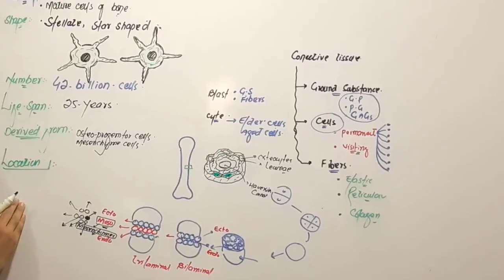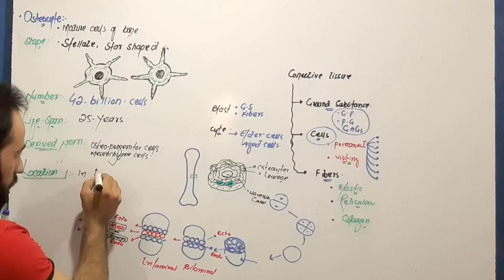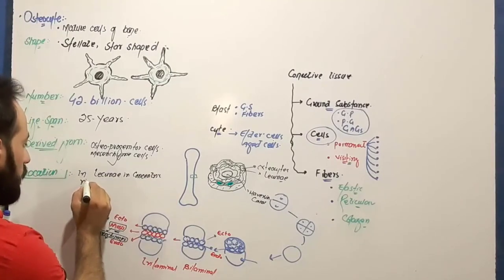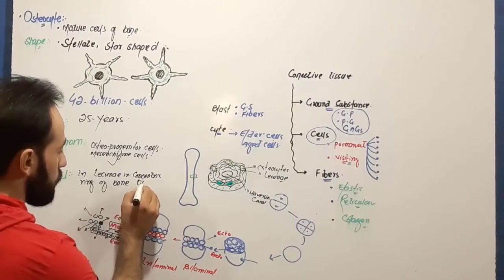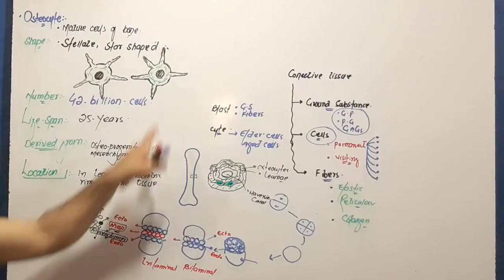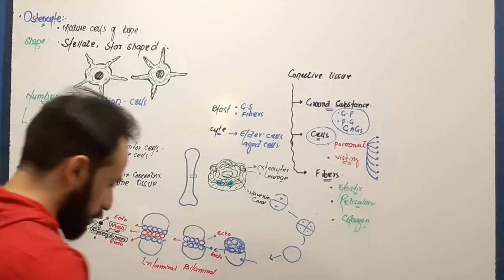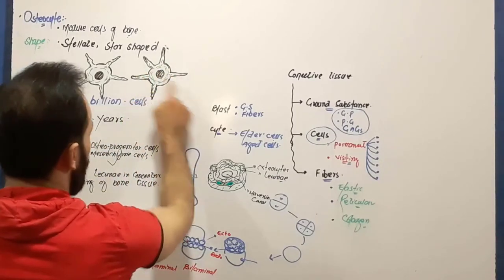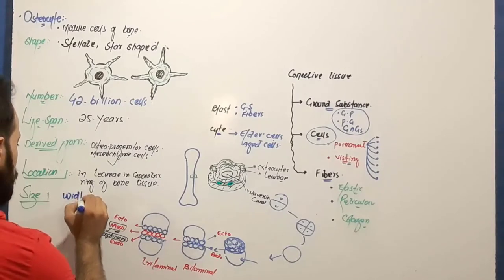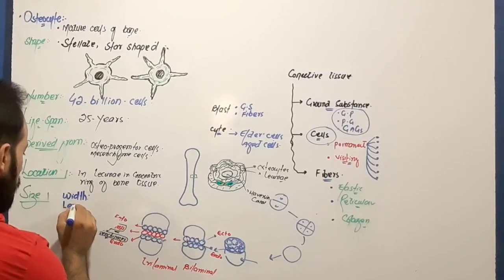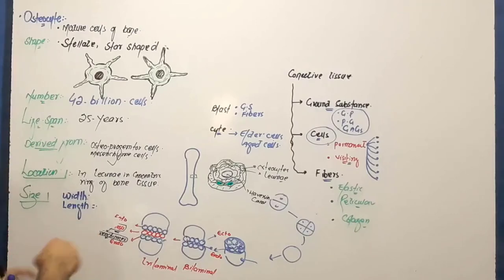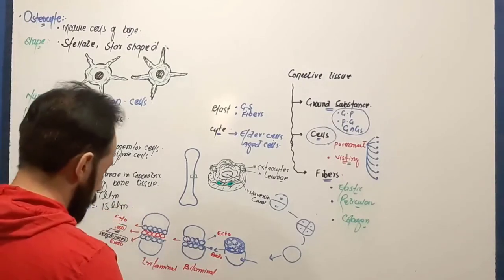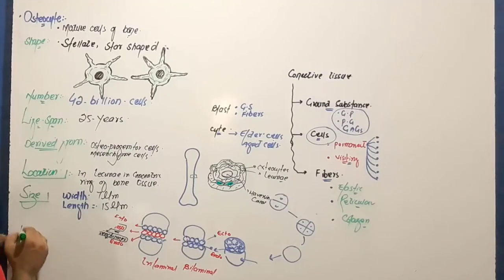So what is the location of osteocytes? Osteocytes are located in lacunae in concentric rings, rings of bone tissue. So now you know about the location of these osteocytes which are present in the bone tissue. The next important feature of these cells is their size. These cells have length and width. The width of these cells is about 7 micrometer, or we say 7 micron, and the length of these cells is about 15 micrometer, right, friends?